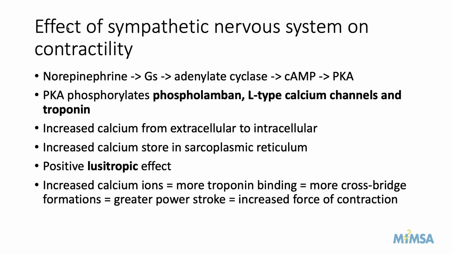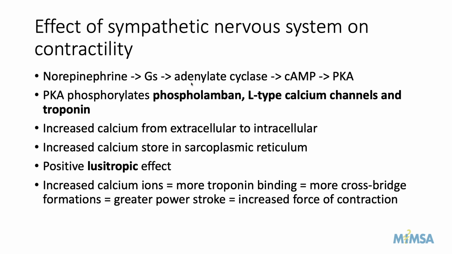So as I mentioned, the effect of the sympathetic nervous system is the main effect for contractility. Sympathetic nervous system, obviously, norepinephrine. It binds to beta-1 adrenergic receptors via Gs, the G-coupled proteins. This then activates adenylate cyclase, an enzyme located on the membrane, and via this pathway, ATP is converted to cyclic AMP, which then activates protein kinase A. Protein kinase A phosphorylates phospholamban, L-type calcium channels, and troponin.